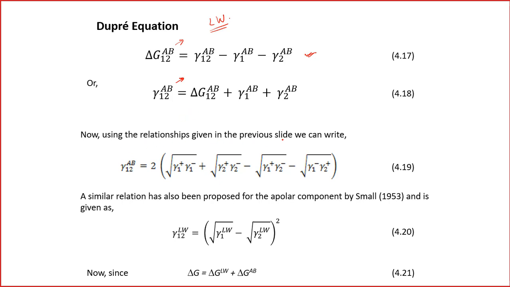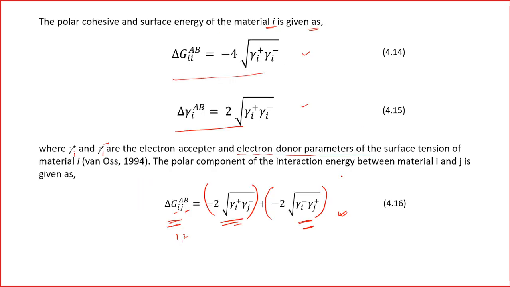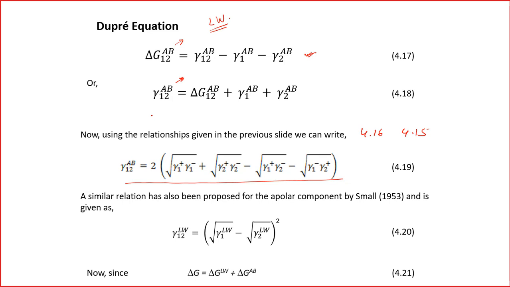Now, using the relationship given in the previous slide, meaning equations 4.16 and 4.15, and replacing I and J with 1, 2, we can write this. If you look at equation 4.16, this one, and equation number 4.15, you can use those equations and write from here to here. Okay, a similar relation has also been proposed for the apolar component by Small. So again, this has been proposed by a researcher for apolar. This is for polar, but for apolar it is given by this equation.